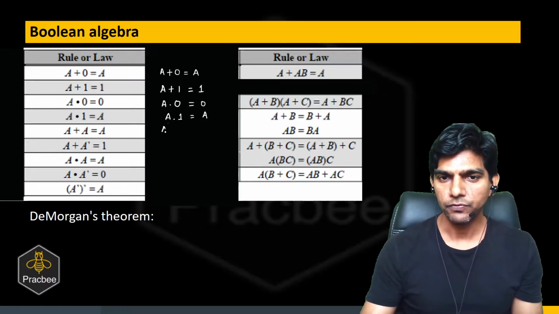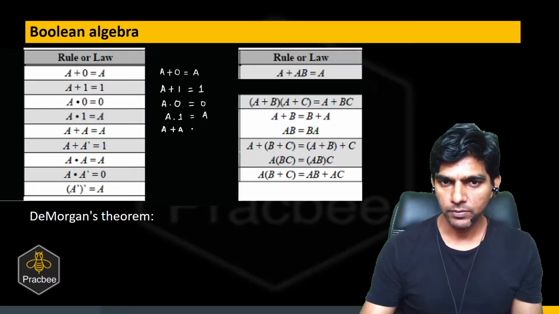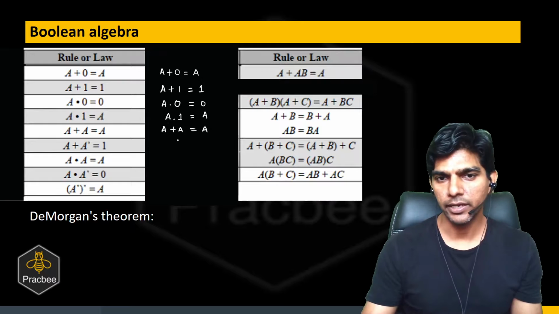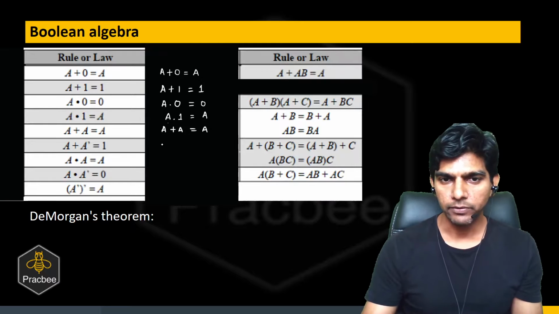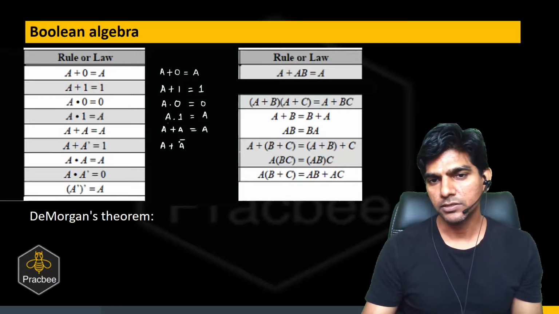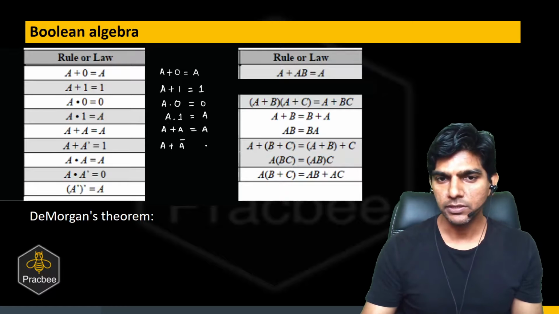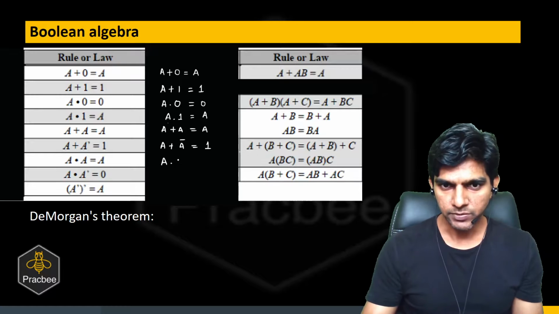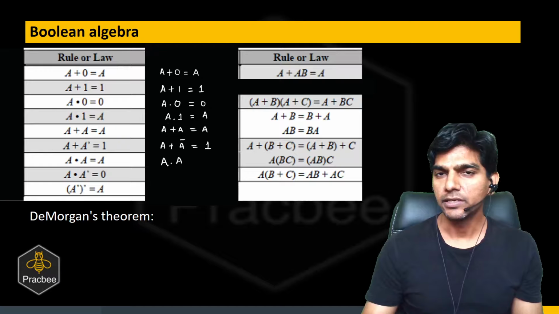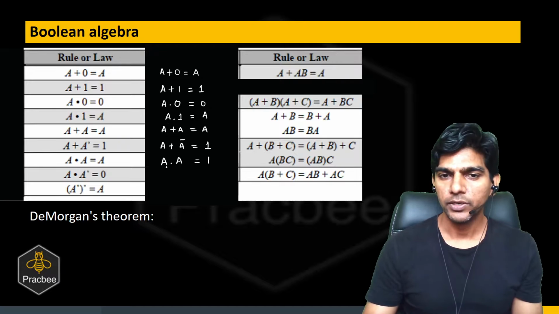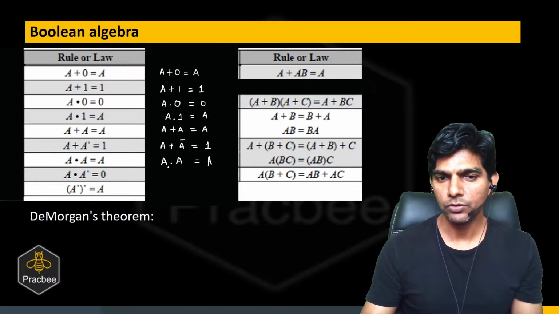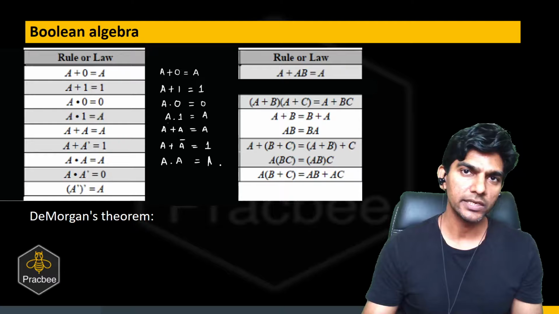A and A. So if we add the same signal to itself, you will get the same signal only. A plus A is A. If you add A to its complement, now if A is 1, its complement will be 0. So 1 plus 0, you will get 1 only, right? Now, A times A, if A is 1, then 1 times 1, you will get a high signal. But 0 times 0, you will get a low signal. So it depends upon the value of A. So we can say A dot A can be written as A only.